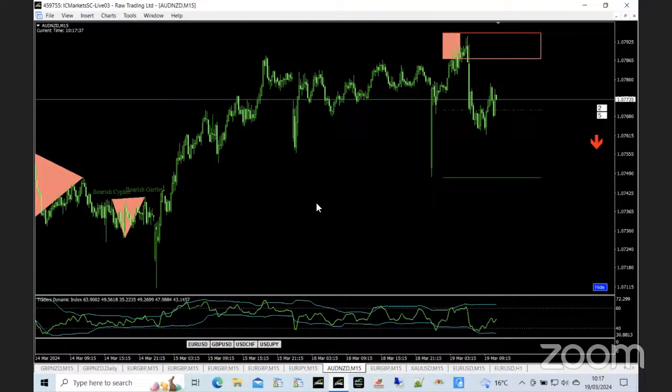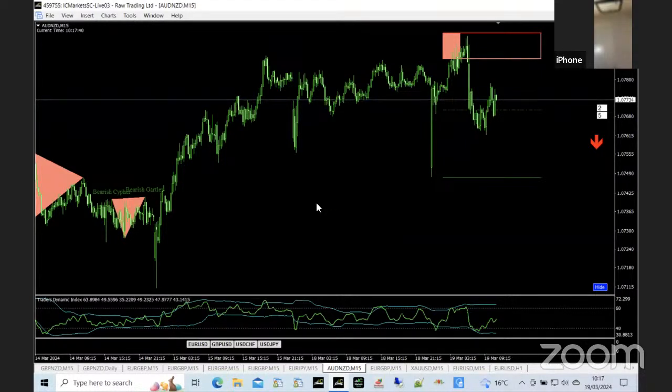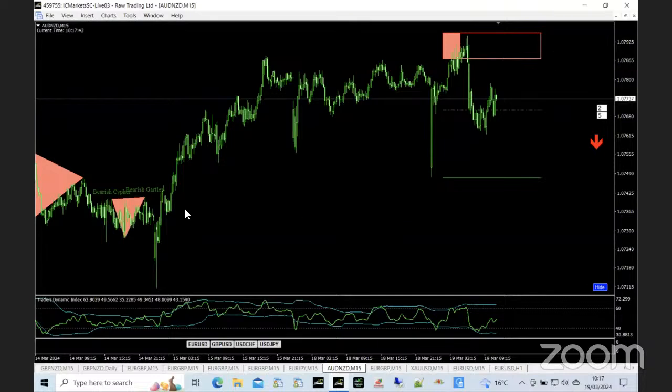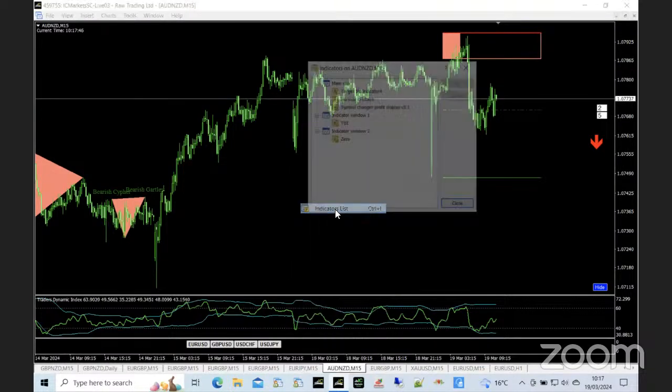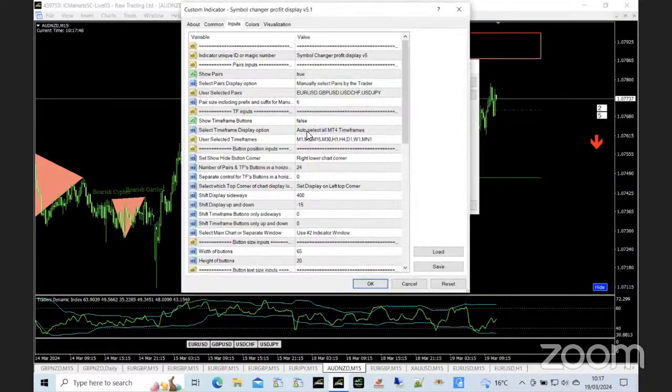Hello? You have a mistake, not here. Your mistake is in this one. Here, instead of manual, you have auto select. So you have to make it manually select pairs by the trader. Okay, so you have to choose this one.